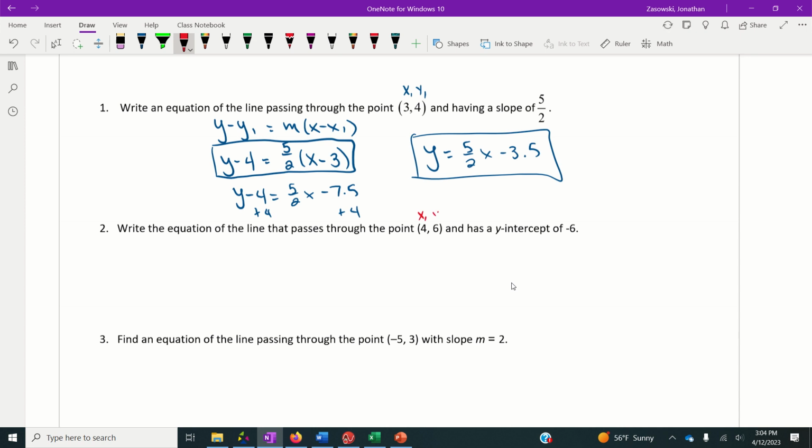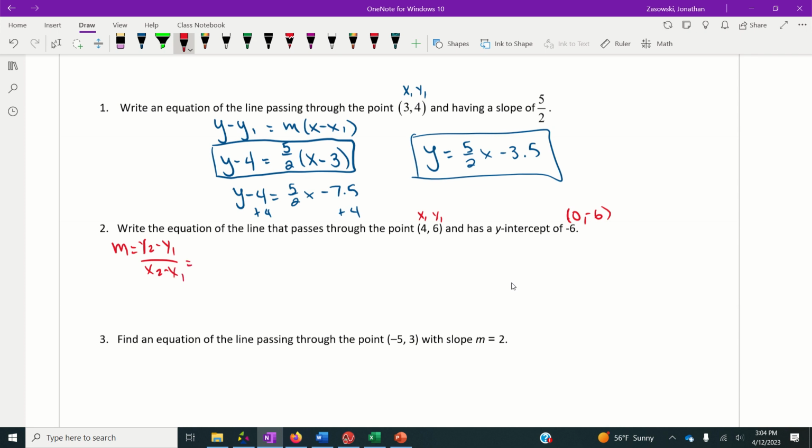So x1, y1, we also have our y-intercept. Now this is a little bit different because the y-intercept is b. So notice that we don't have that, okay? But we know that this point is technically the point (0, -6). So the first thing we're going to really need to do is get the slope, okay? Now, if we get the slope, we're going to use our slope formula. So that's y2 minus y1 over x2 minus x1.